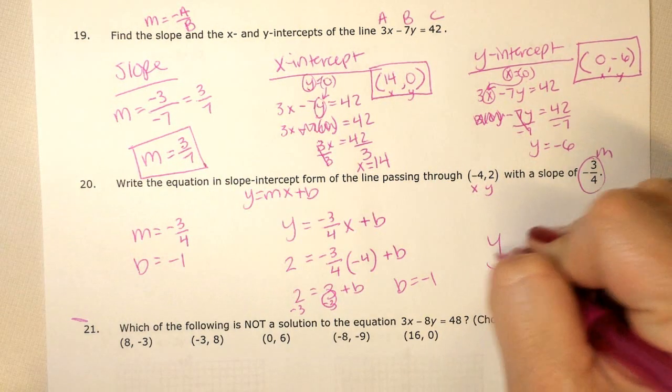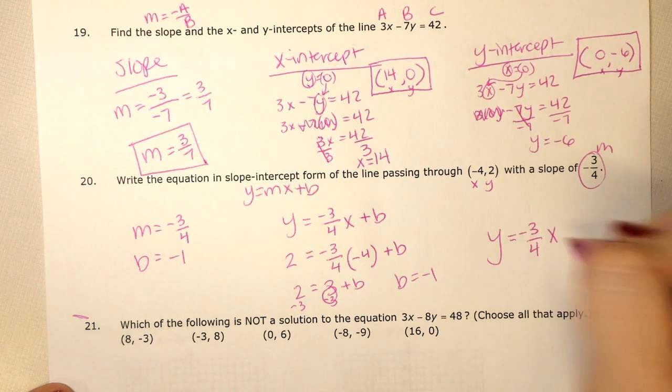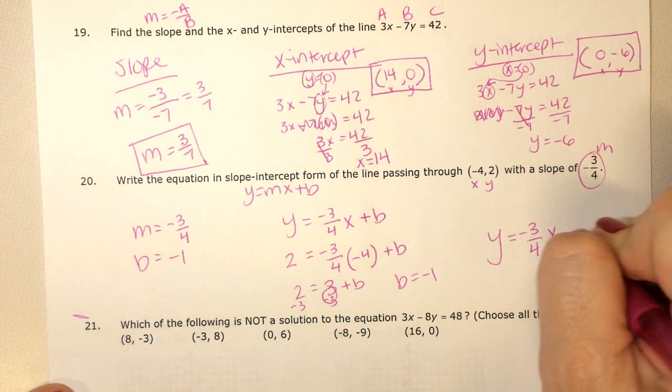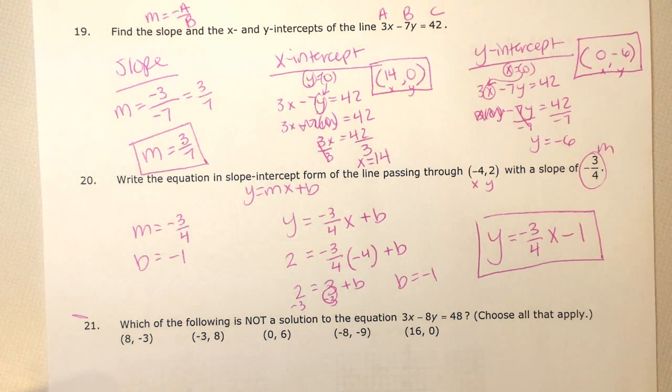So my answer is y equals m, which is negative 3 over 4, x, and it says plus b, but I have a negative 1, so I'm just going to write minus 1. Now if you wrote plus a negative 1, that's the exact same thing, so that's totally fine.